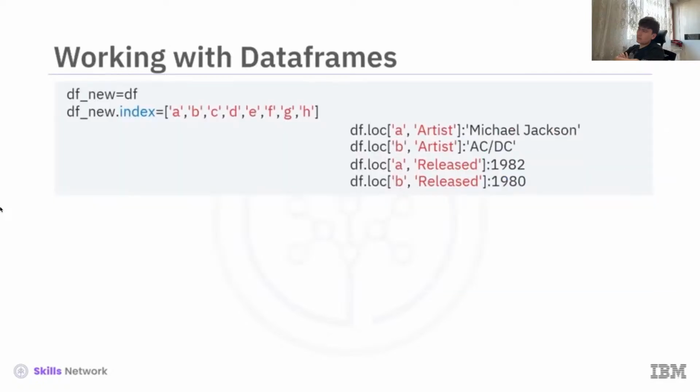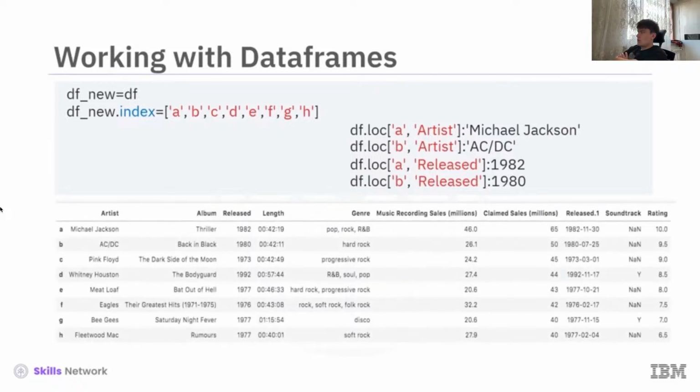loc can also be used if the index is not an integer. We create a new data frame called dfNew. We replace the index 1, 2, 3, and so on with A, B, C. You can access the index A, that is, the first row of the column named artist, as follows. Similarly, you can access the index B, or the second row of the column named artist. You can do the same for the column released.